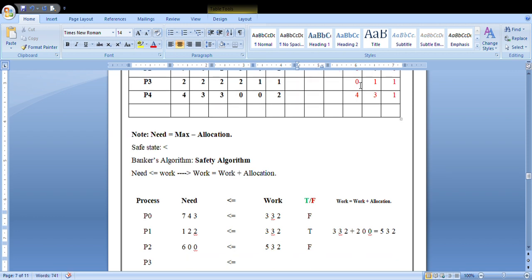Now check for the P3 process. What is the need value of process 3? 0, 1, 1. What is the available work value? The available work value is the same, 532. Now check the condition whether the need value is less than or equal to the work value. The condition is satisfied. It is true. So you are going to calculate the new available value. How are you going to calculate that?